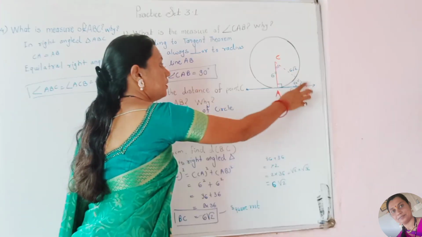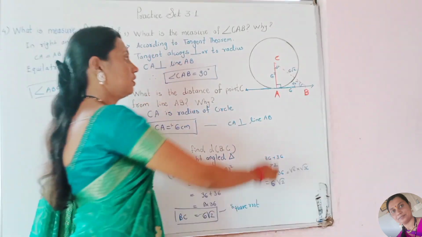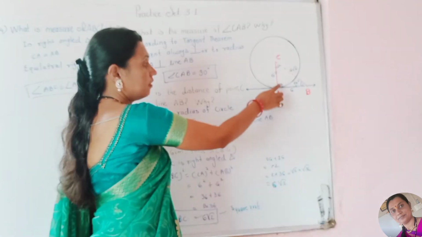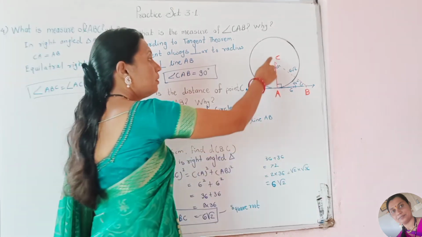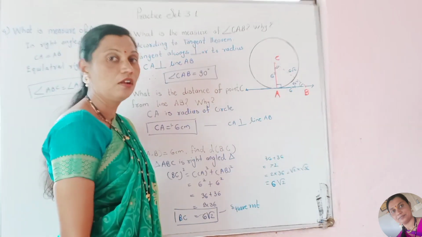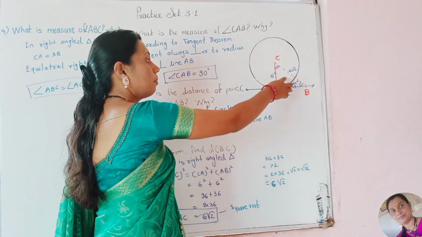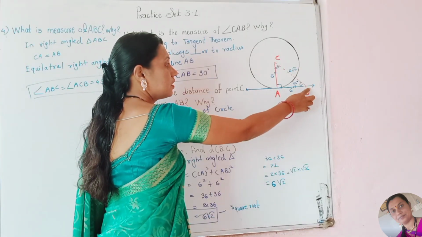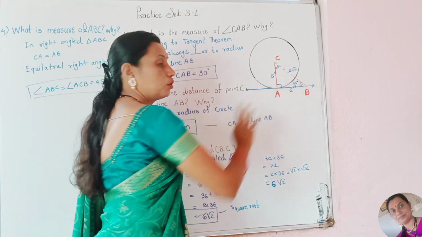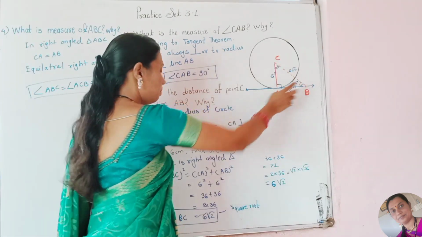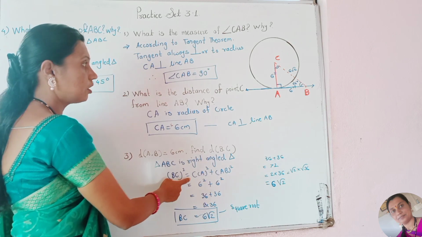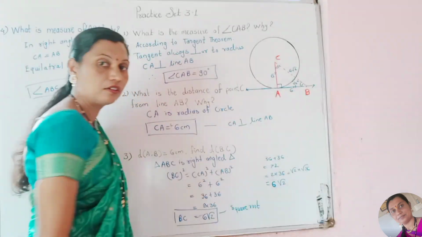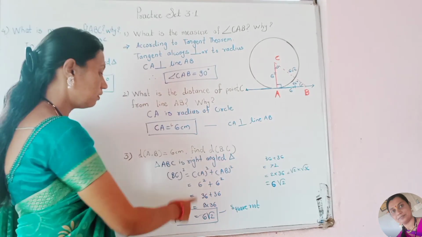Third question: distance AB is 6 centimeter, given. Find the distance BC. Here, angle CAB is a right angle, because angle A is 90 degrees, and BC is the hypotenuse of that triangle. Now we follow the Pythagoras theorem. What does the Pythagoras theorem tell us? The hypotenuse square is equal to the sum of the squares of the other two sides. The hypotenuse is BC, so BC square is equal to CA square plus AB square.